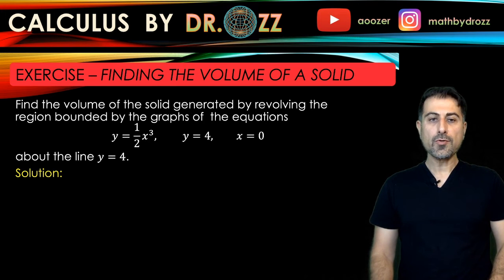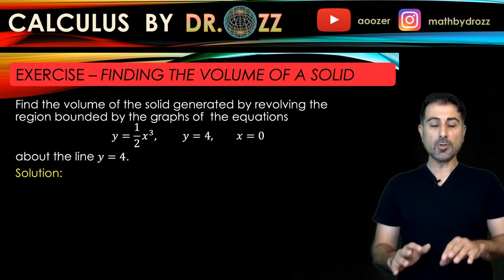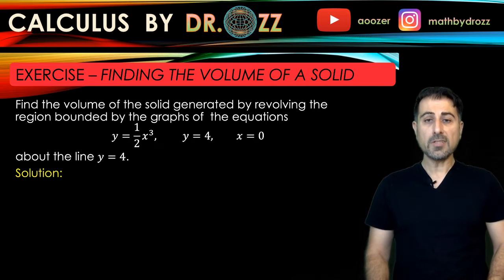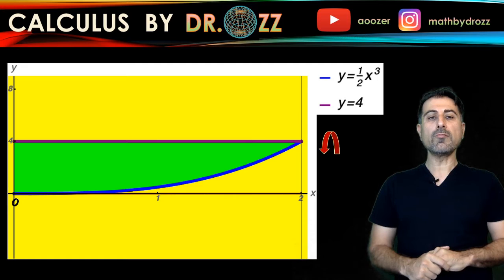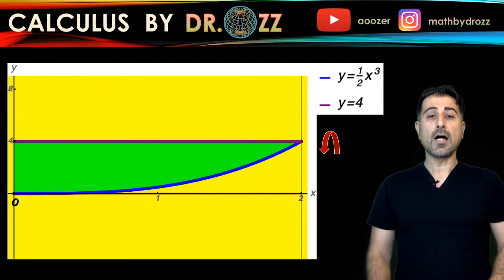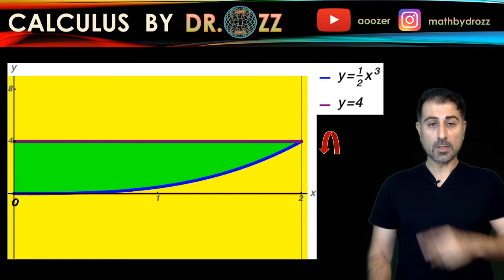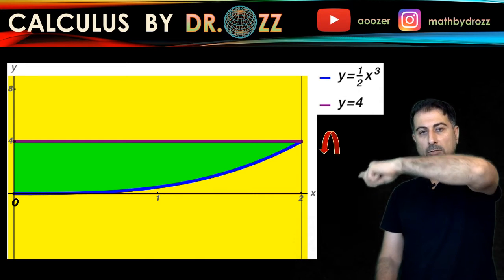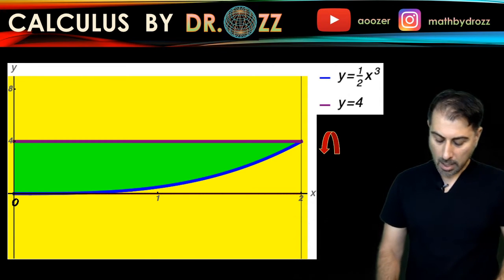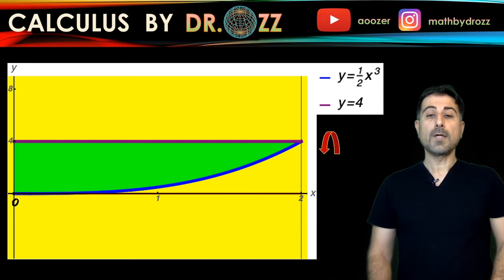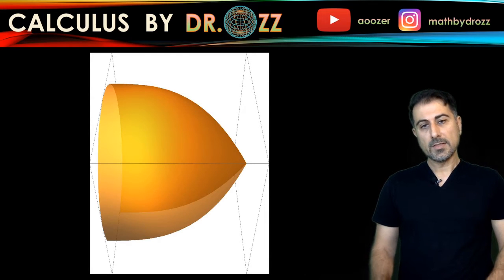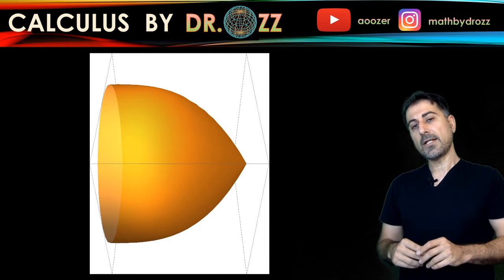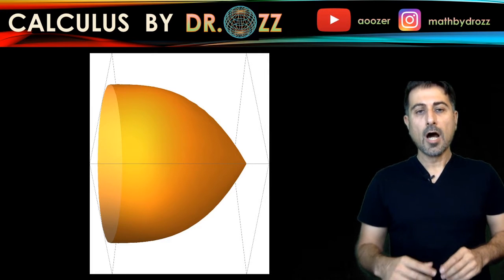Let me just show you what the region looks like real quick, but you're going to find the details of that within the video. So here is how the region looks, and once you revolve this region around the y equals 4 horizontal line, which is right here, the revolution is going to be about that line. This is the kind of three-dimensional shape you obtain, and it is filled inside, so we're going to find the volume of that three-dimensional object.